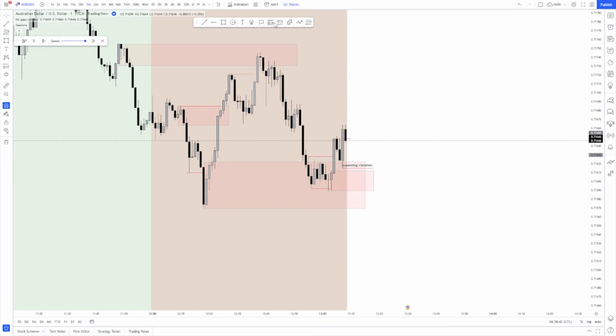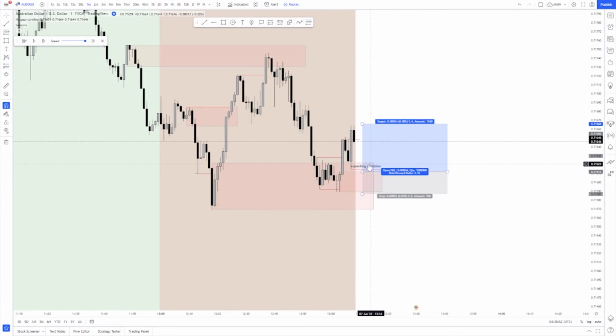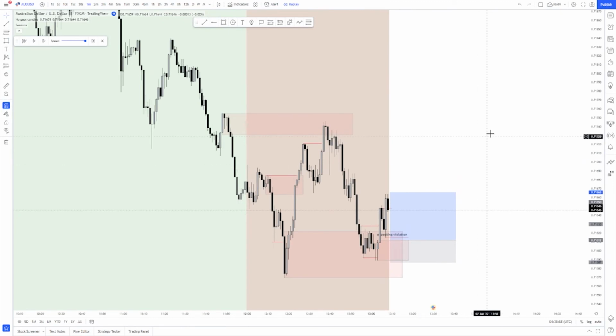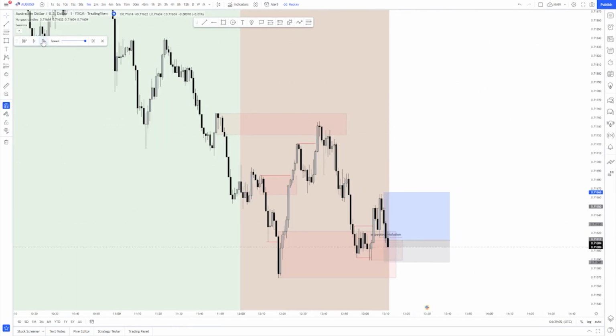So apparently you would have our entries here. Stop loss a little lower, 2.5 pips. Yeah, let me take this here. Good. And yeah, that's it. We get triggered.